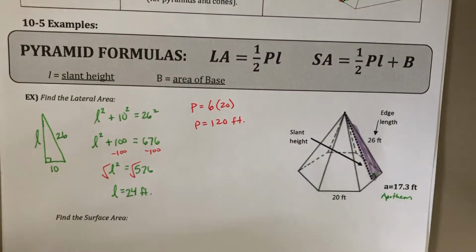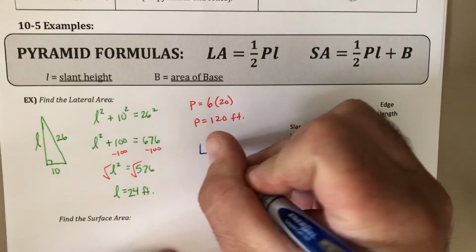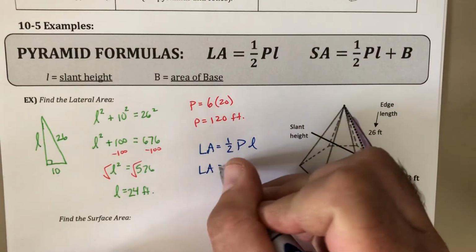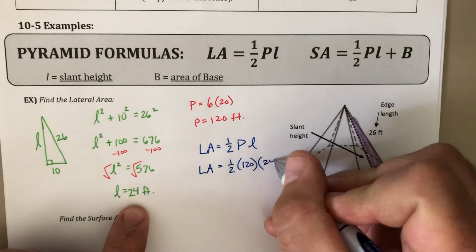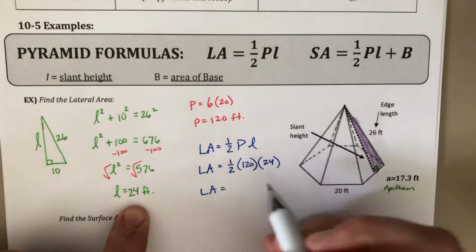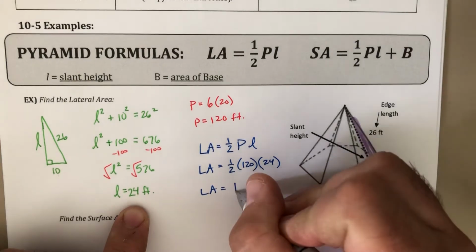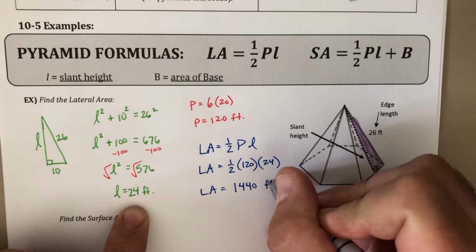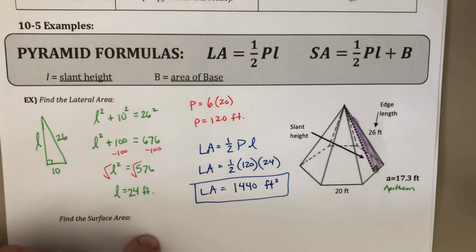So there's our perimeter. So now we are ready to put in our formula for lateral area. So lateral area is 1/2 P times L. That's going to be 1/2 times 120 times L, which was 24. 1/2 times 120 times 24 gets us a lateral area of 1,440 square feet, right? It's an area, so it is square feet. So there's our lateral area.